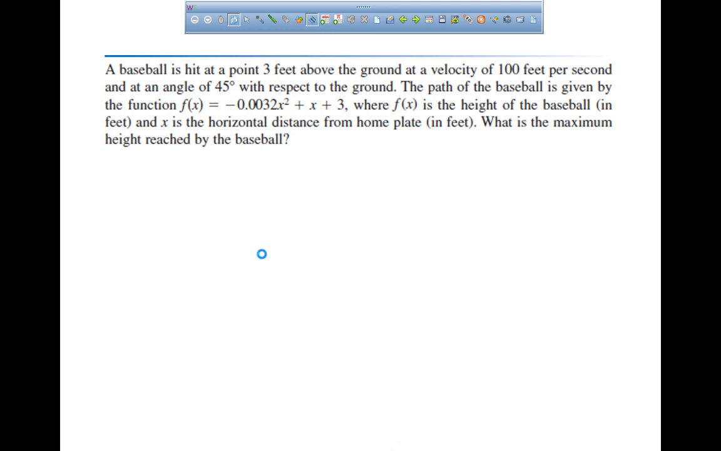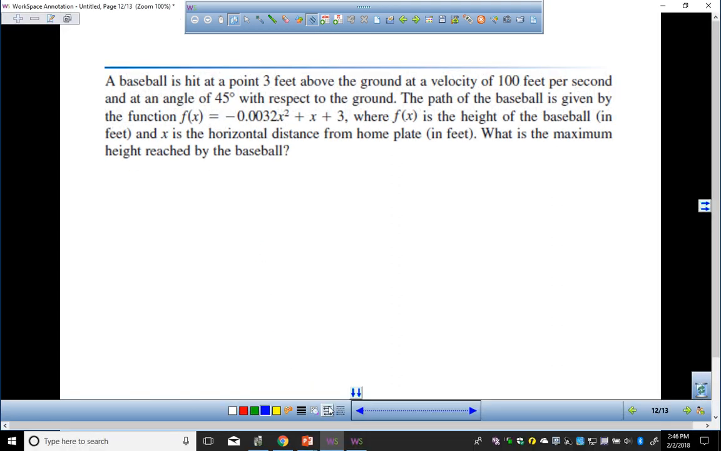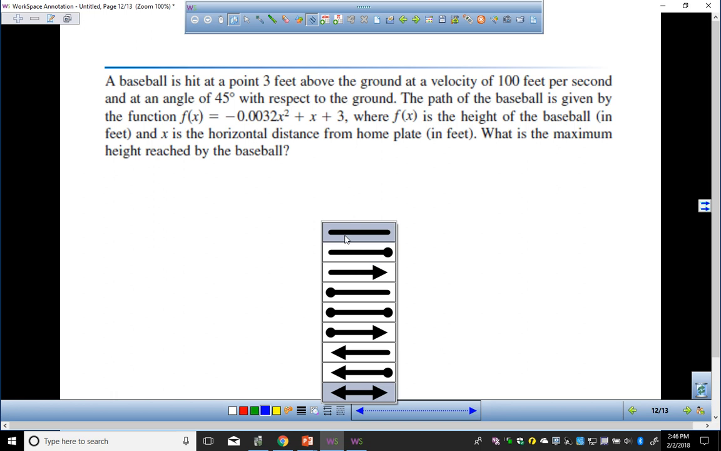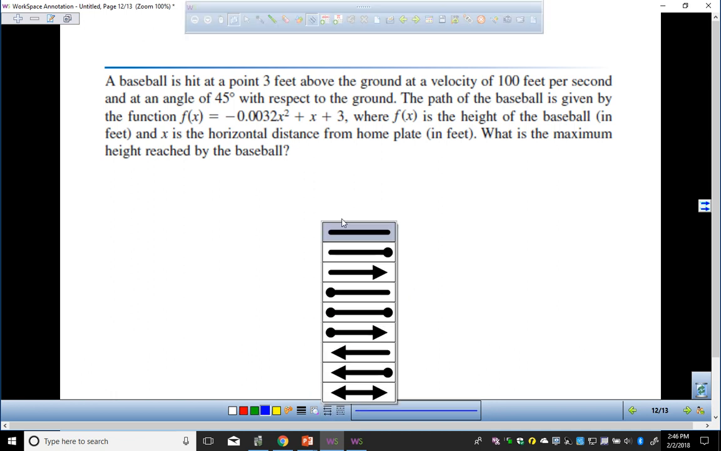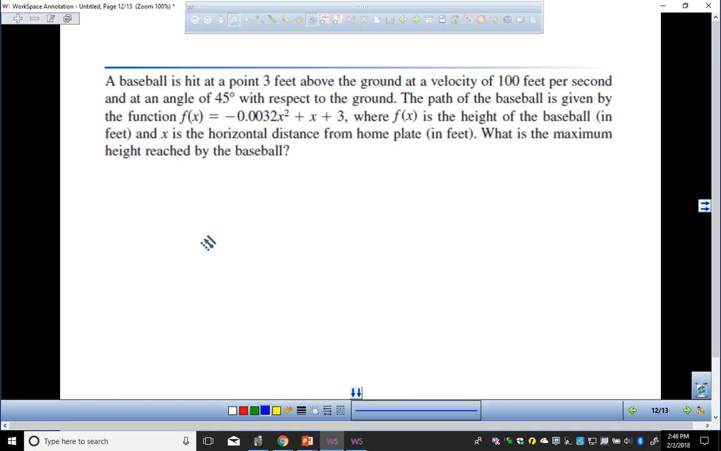Okay. So if you're at Coors Field, and here's the baseball player. He doesn't have arrows on the end. Here he is. Here's the baseball player. He hits the ball, and it says from a height of 3 feet above the ground, with an initial velocity of 100 feet per second.